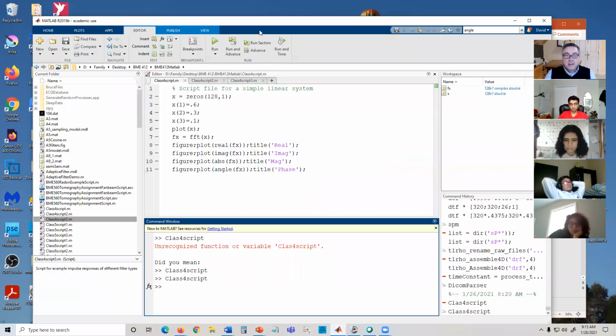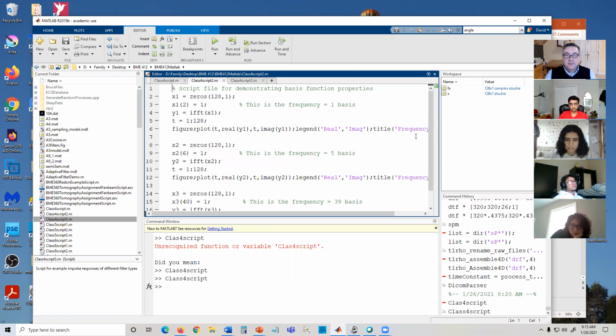Okay, so MATLAB, I have a second script. And again, basically what I'm doing in each of these examples is setting up a vector of zeros, turning one element on and then inverting the FFT and then plotting that result.